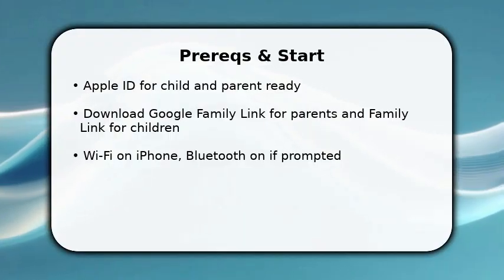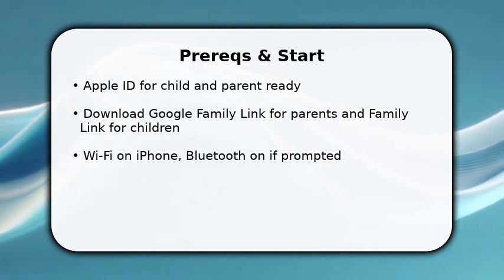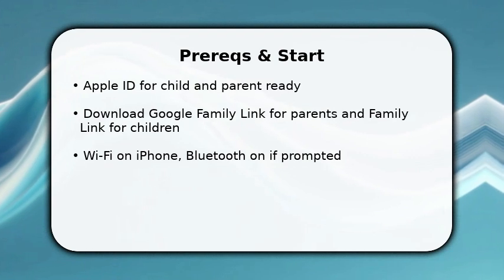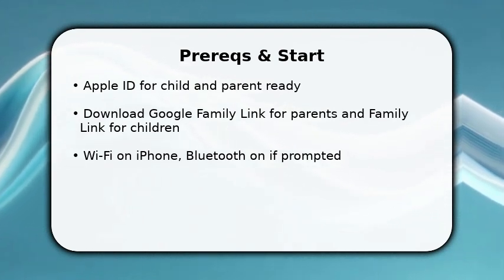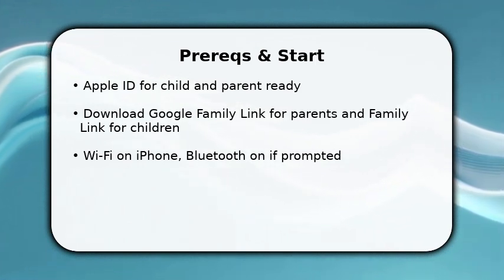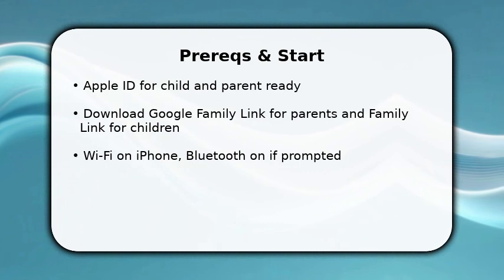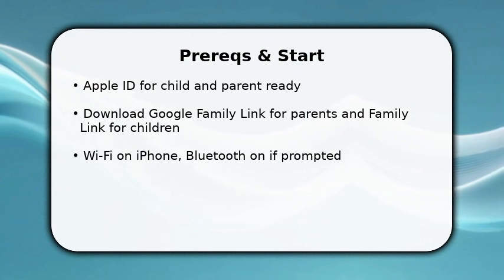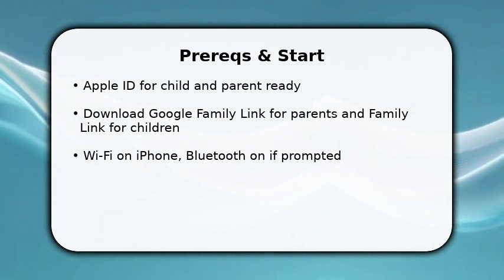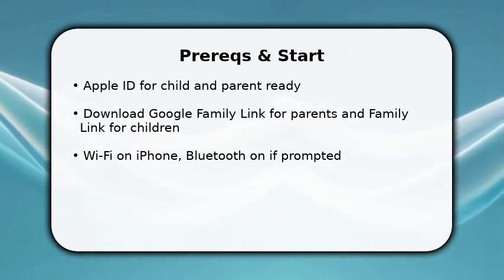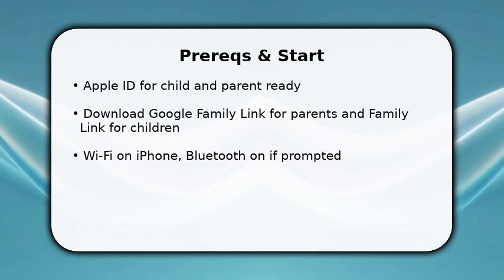You begin by confirming prerequisites and taking the first steps now. Make sure you have both parent and child Apple ID and that Family Link apps are downloaded. You need both apps installed on their respective devices. Once done, open the parent app and sign in with your Google account. Then follow the on-screen prompt to create a child account or link an existing one. This immediately starts pairing and lets you grant permissions for supervision and location access.